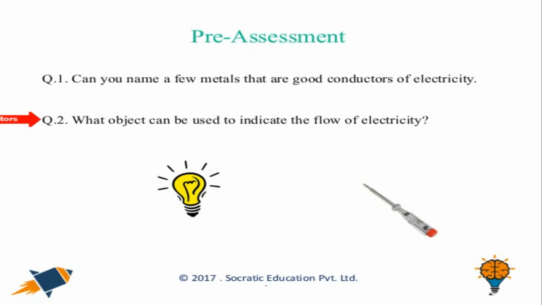Question 2. What object can be used to indicate the flow of electricity? You must have seen this object. This is known as a tester, which is used to find whether electricity is there or not.